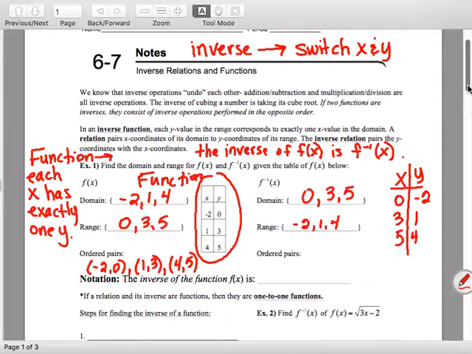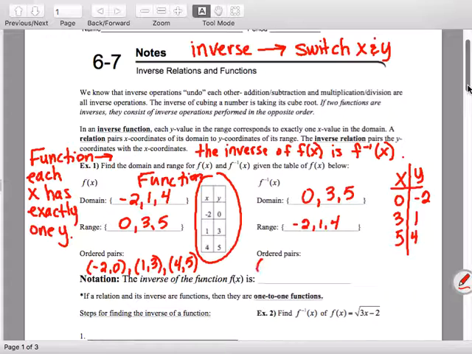-2, 1, and 4. I want to pause a moment and I want you to notice something. The domain of f of x is the range of the inverse. The range of f of x is the domain of the inverse. They switch, okay? And I know it's silly. I want you to think of my light switch, that we're switching it.